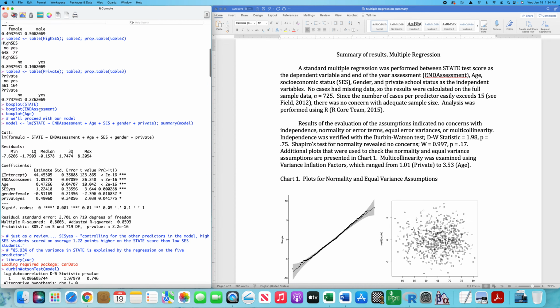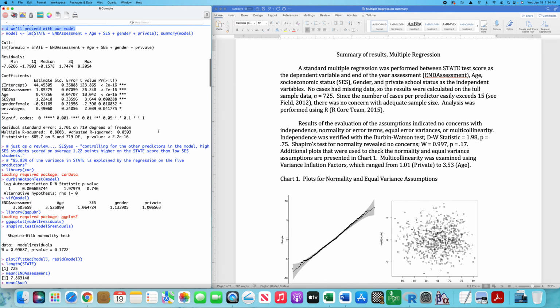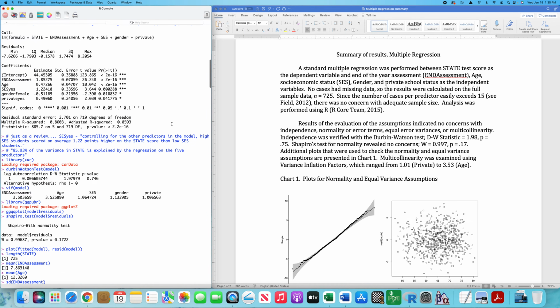So not a cluster of outliers where I thought that there should be any deletion of cases. So for the most part, I get down to this point where I'm going to proceed with the model, which I did. And an interesting result: it turns out every single predictor, including the intercept, was statistically significant. End assessment, age, and socioeconomic status were significant at the 0.001 level, and gender and private school status were significant at the 0.05 level. And of course, we get our model diagnostics down here.